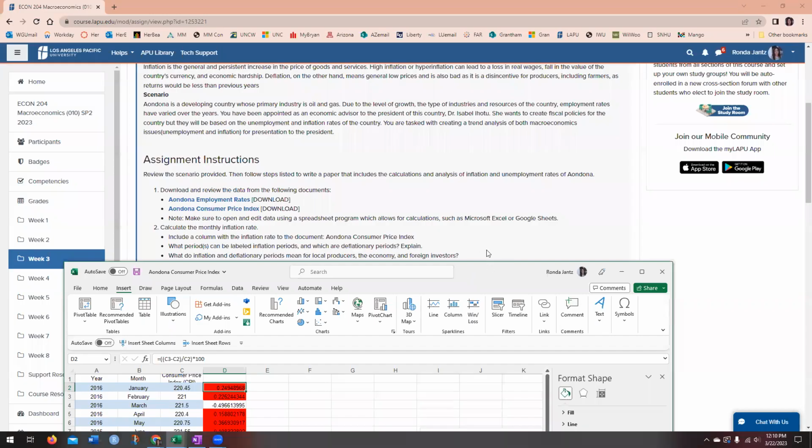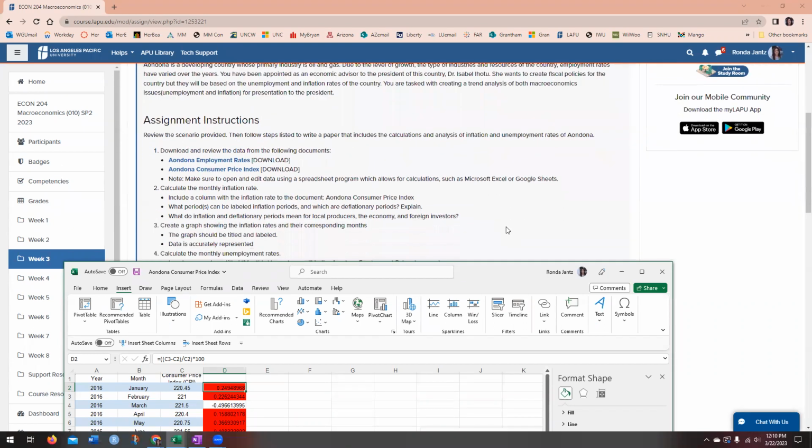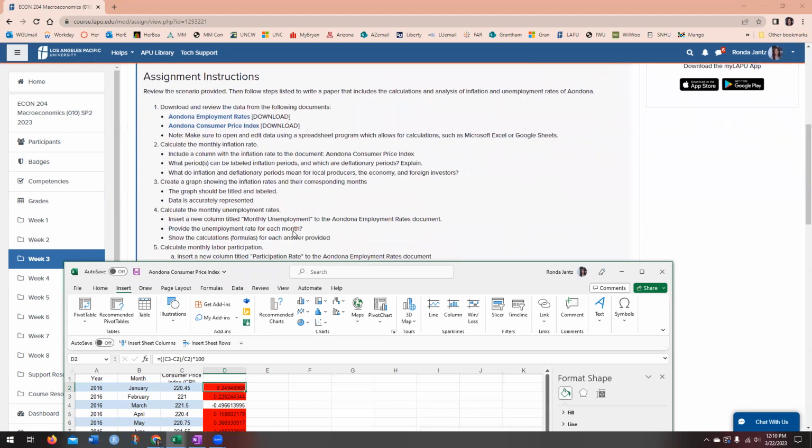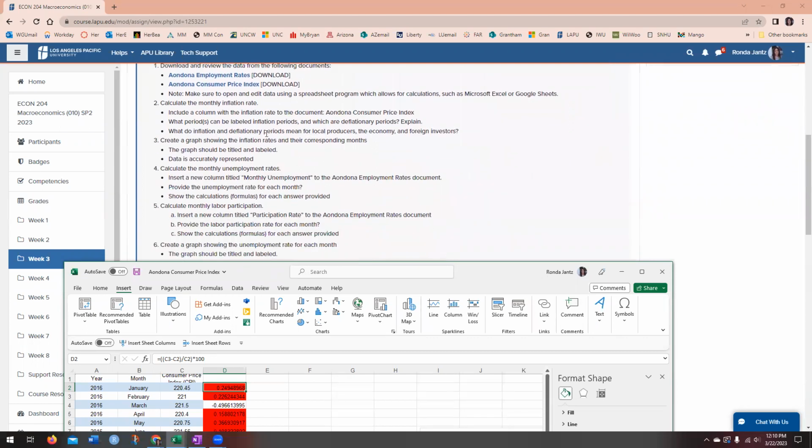And then it asks some questions. It asks, what do inflation and deflationary periods mean for producers, the economy, and foreign investors? You'll answer those separately because the response is somewhat different for each one. I'm going to let you do that on your own. And then these are just calculating the inflation rates, and something like what I've done is sufficient. You can pick your graph.